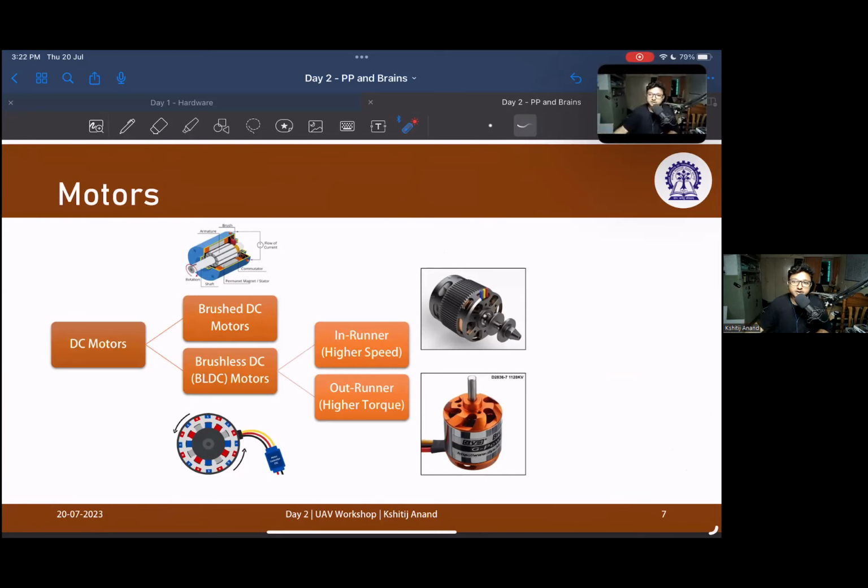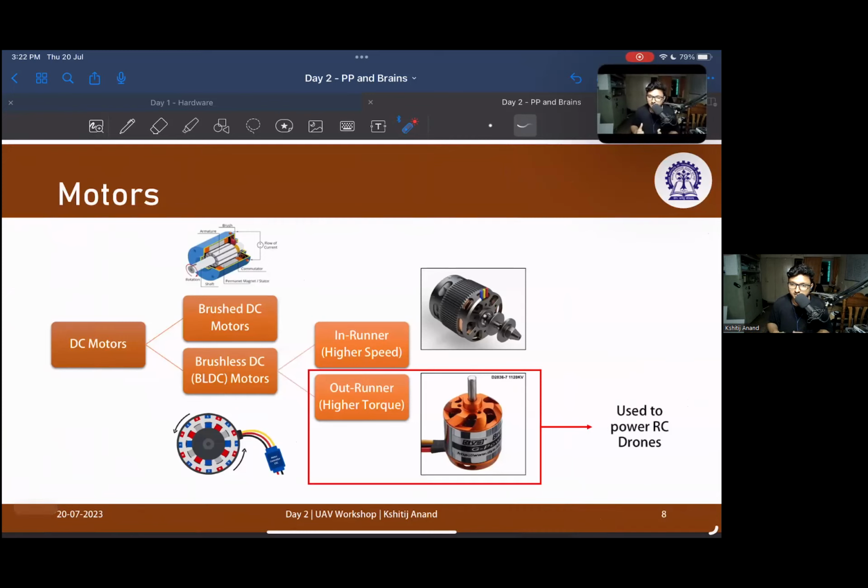In drones, in large or medium sized drones, we use brushless DC motors. In very small drones or micro FPV drones, we use coreless motors or brushed coreless motors. If you want to go into depth, you can just Google these terms. For drones, we mostly use BLDC. BLDC is of 2 types: inrunner and outrunner. The ones that we use for drones are the outrunner ones. Okay, why?